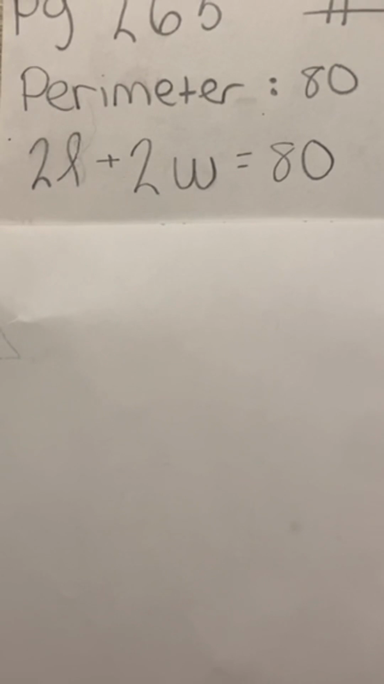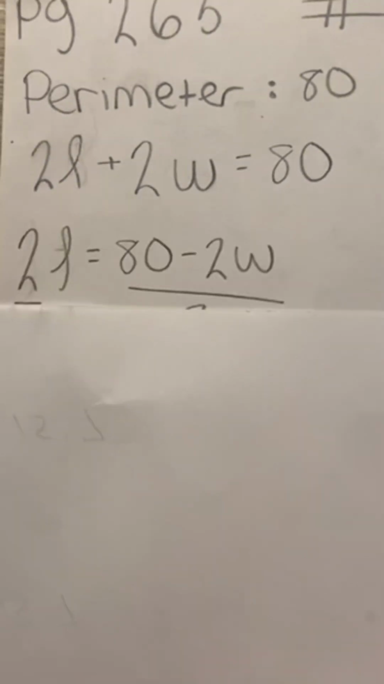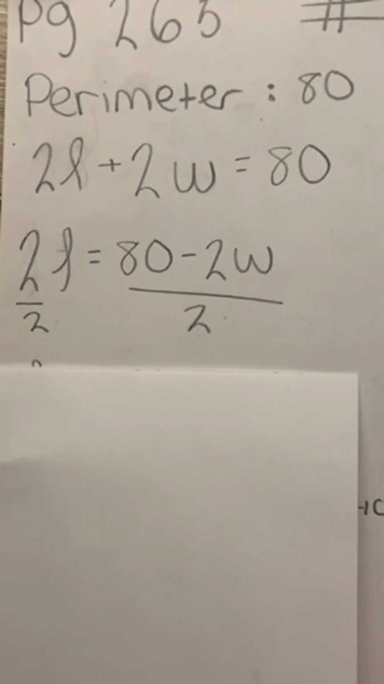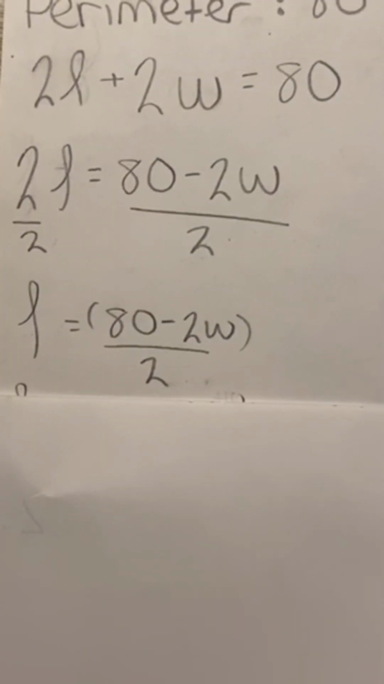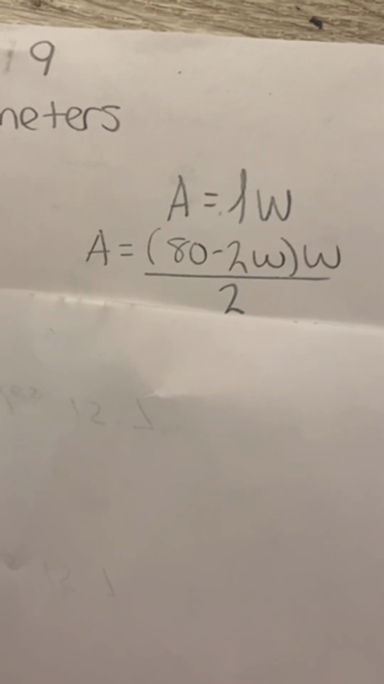So now we have to isolate the length by itself. Start by moving the 2 width to the other side, then divide both sides by 2. Now our length will equal 80 minus 2 width divided by 2. Now that we have our length, we're going to plug this into our primary equation for area to equal 80 minus 2 width times width divided by 2.